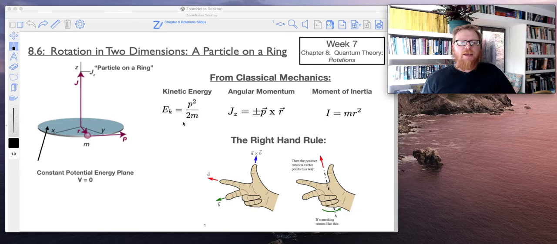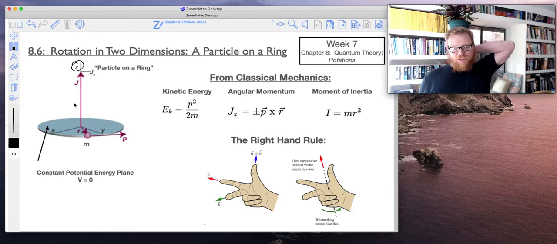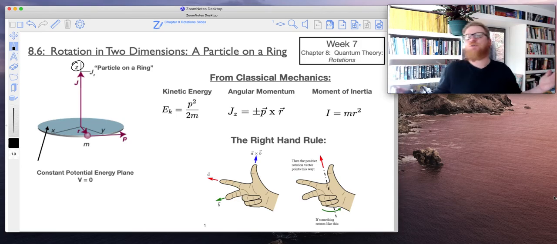So there's going to be a lot of things that we build from classical mechanics in describing the rotations of particles in terms of quantum mechanics. The first thing I'm going to set up is our physical picture, this particle on a ring. On this picture we have our axes here, Z, X, and Y. We're going to be giving special attention to the Z-axis in this discussion because we have to choose one axis.